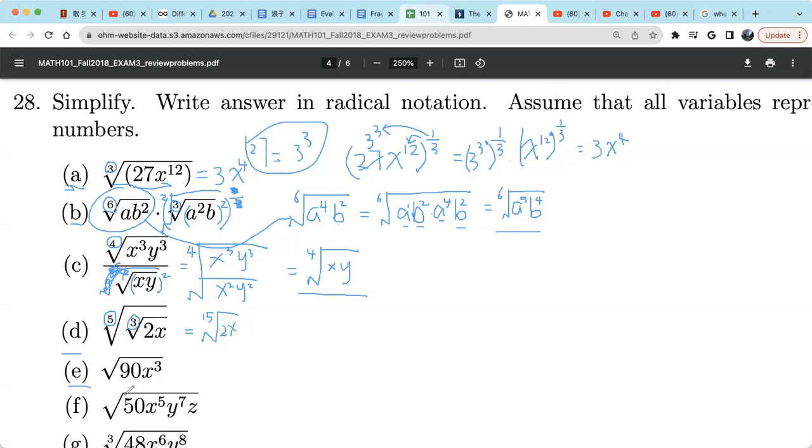For E, let's see how we simplify 90. 90 can be split into the square root of 9 times the square root of 10. Right? And the square root of x cubed can be split as x squared times x.